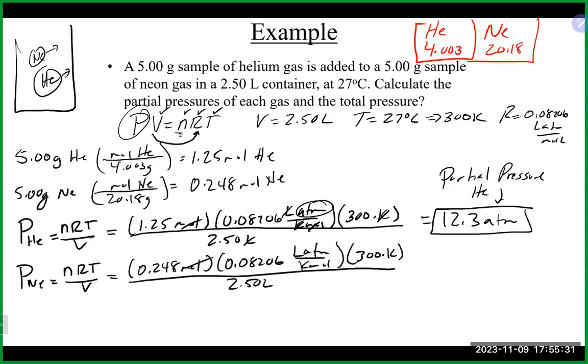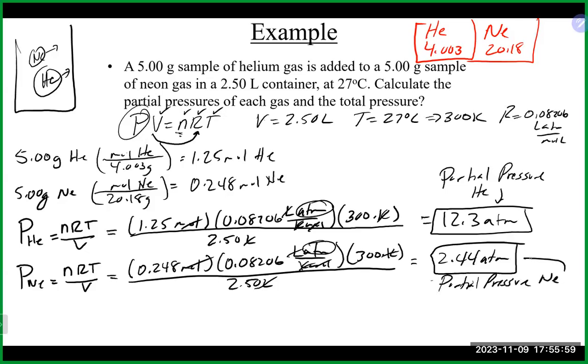Once again, the same units are going to cancel, again leaving us with atmospheres here. And for our neon, 0.248 times 0.08206 times 300 divided by 2.5 looks like 2.44 in terms of atmospheres. And this would be considered the partial pressure of neon in this case.